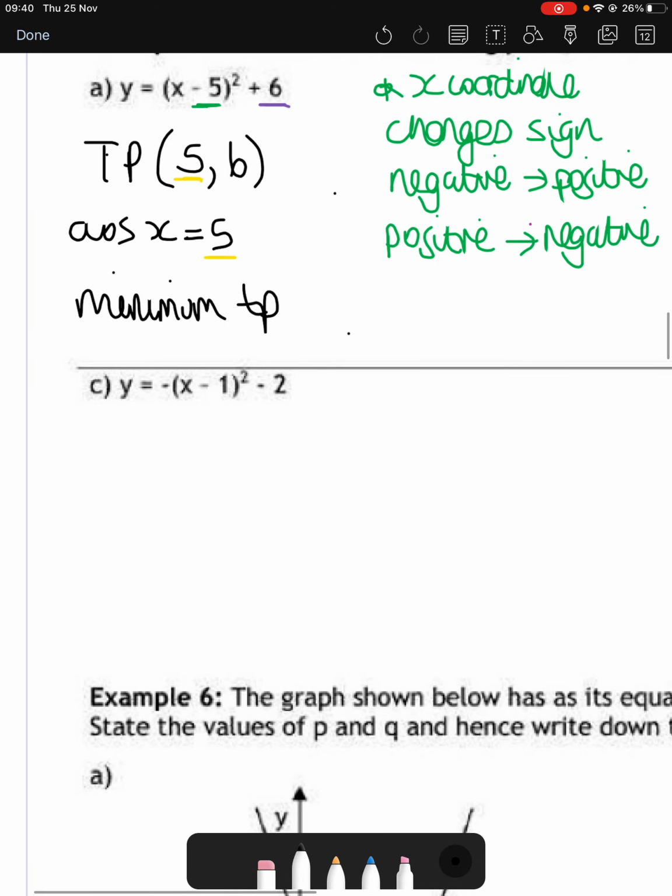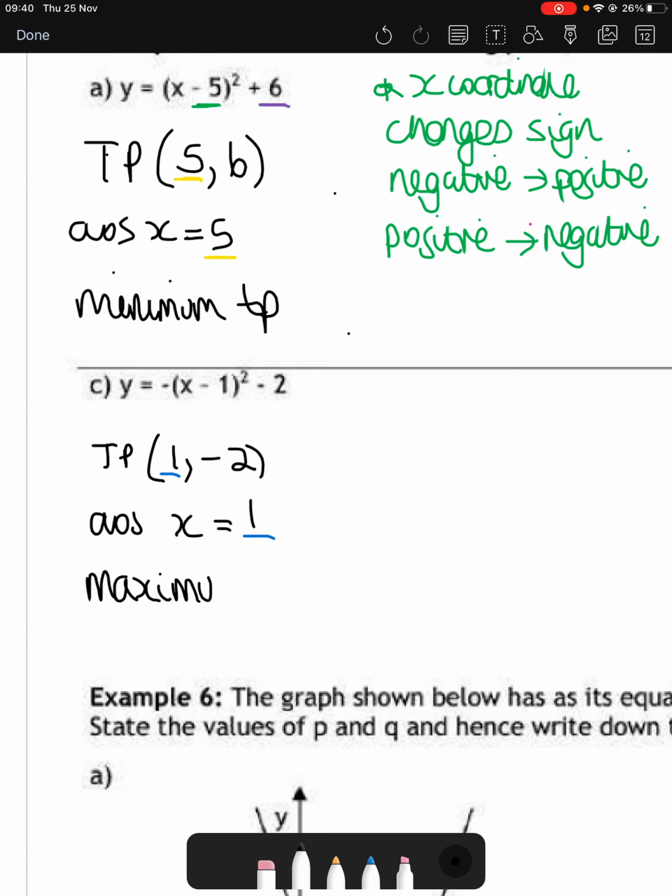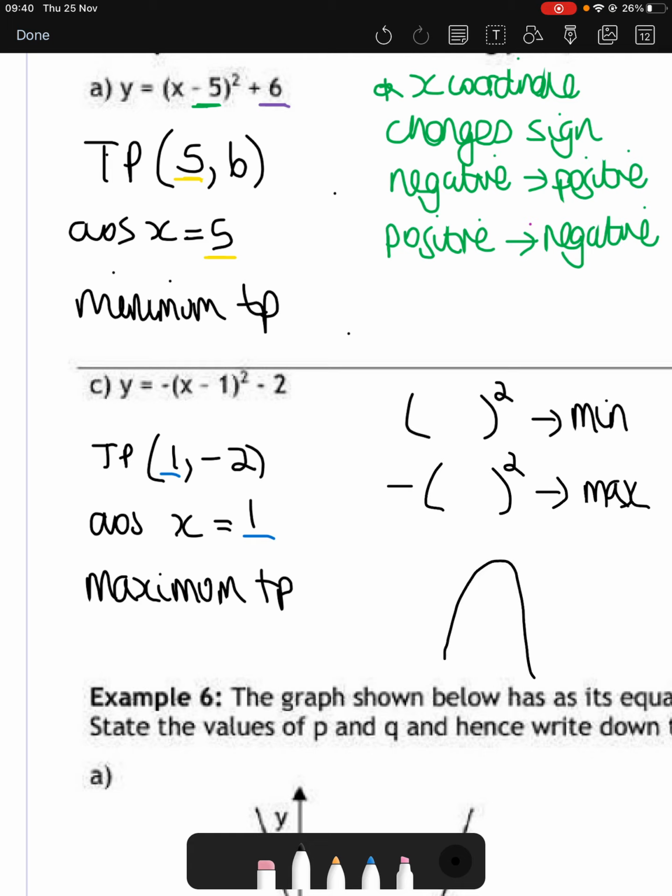However, this one you can see it does have a number in front of the bracket. So go to a turning point as before, nothing else changes. So it is a negative 1, so it becomes a 1. The number in the end is minus 2. AOS x equals, again, these two things need to match. So it's just 1. This one has got a maximum turning point. So basically, if it's that, it's a minimum turning point. But as soon as you put a negative in front of it, it basically makes it upside down. And it's a maximum turning point. So the graph would look like that. And its wee turning point here, for instance, would be 1, negative 2.